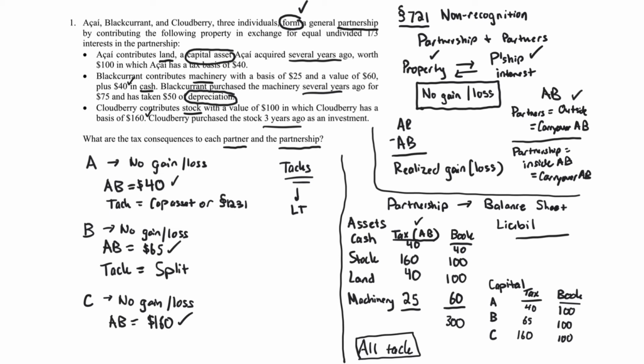C is contributing stock, which was held as an investment, held for 3 years. So this one's also going to be tacking because guess what? Stock is almost always a capital asset. So this is going to be tacking and going to be automatically long term.